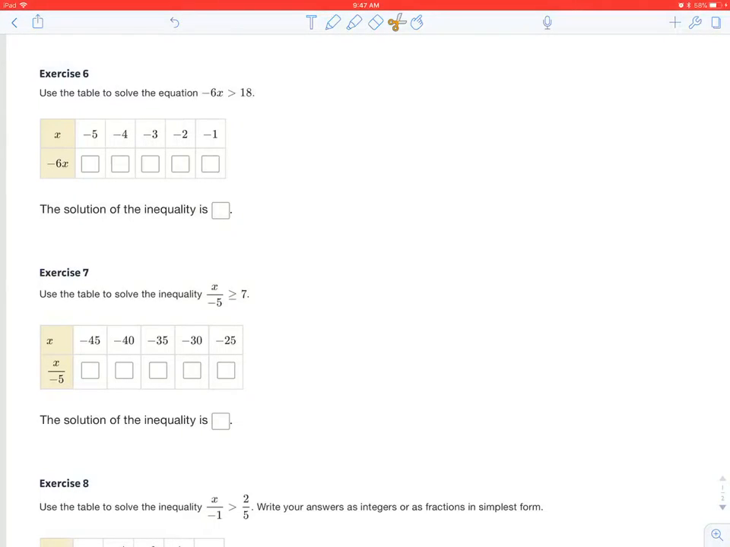Here is part 2 of the section 4.3 exercises. This part will be going over questions 6 through 10, and the question that I'm going over will always be up here on the top left.